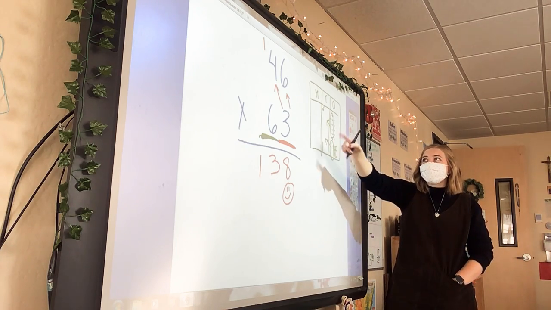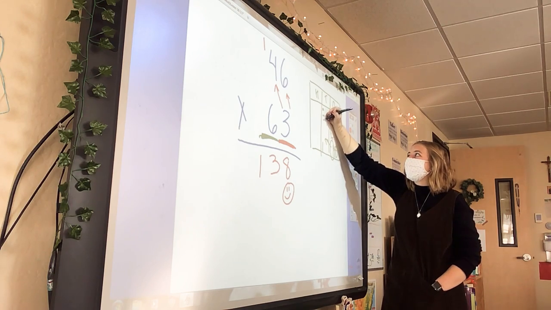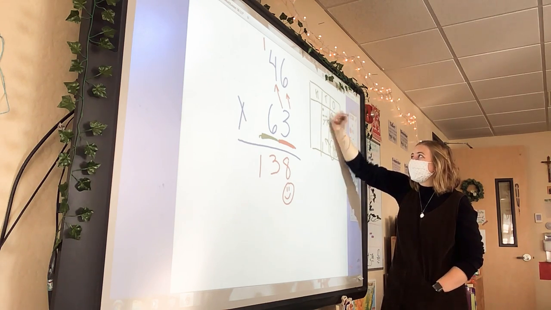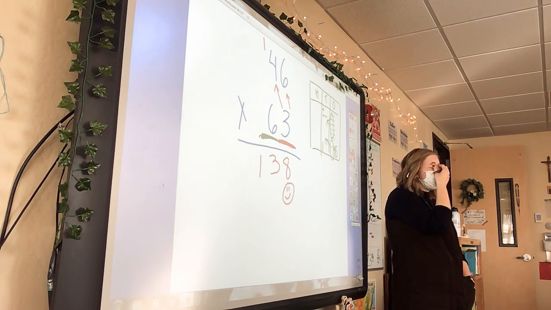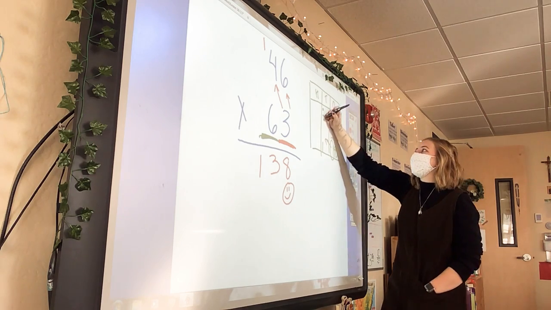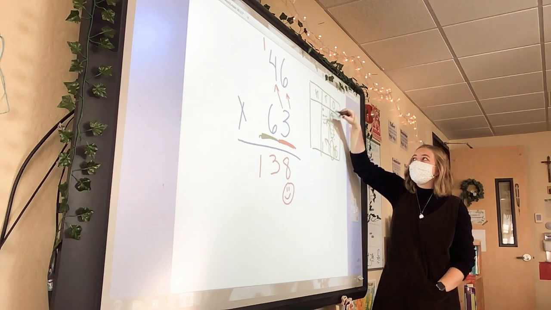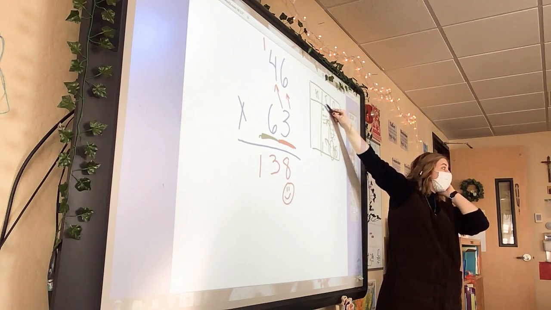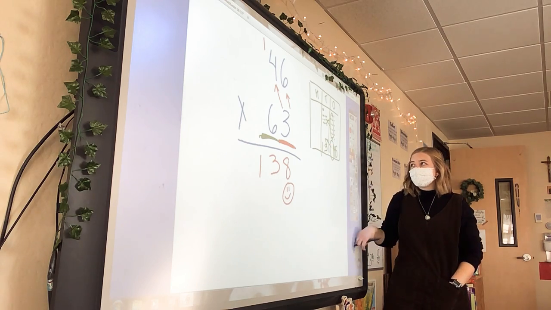Then we do 3 times 4, okay? We started with 4 tens in the place value chart, and we multiplied that by 3, okay? So now I have 12 tens, plus 1. So 12 tens plus 1 would give me 13 tens, okay?